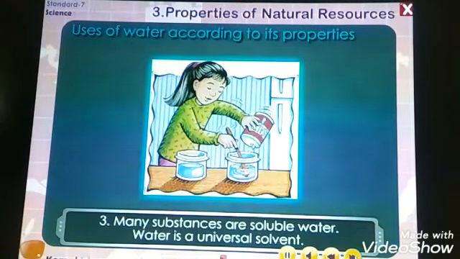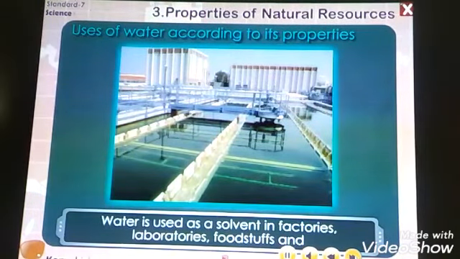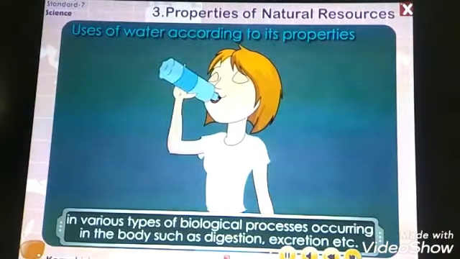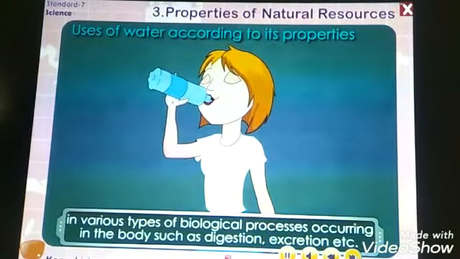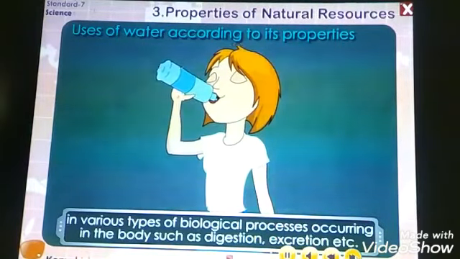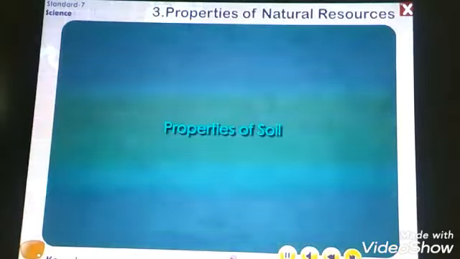Water is a universal solvent. Water is used as a solvent in factories, laboratories, foodstuffs, and in various types of biological processes occurring in the body such as digestion, excretion, etc. Water is useful for cleaning purposes such as for bathing, washing clothes.